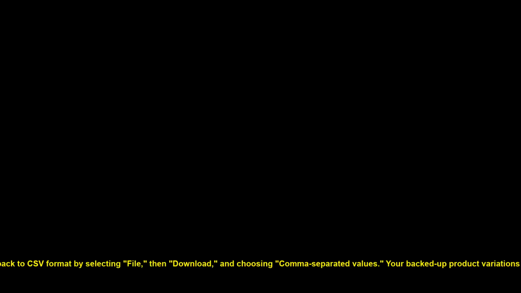After verifying that all product variations are accurately represented, save your updated file. If using Google Sheets, export it back to CSV format by selecting File, then Download, and choosing comma-separated values. Remember to keep this file in a safe location for future reference.